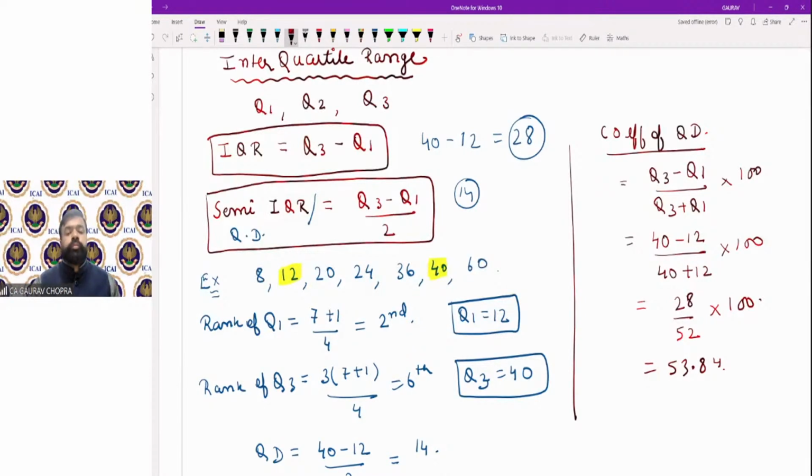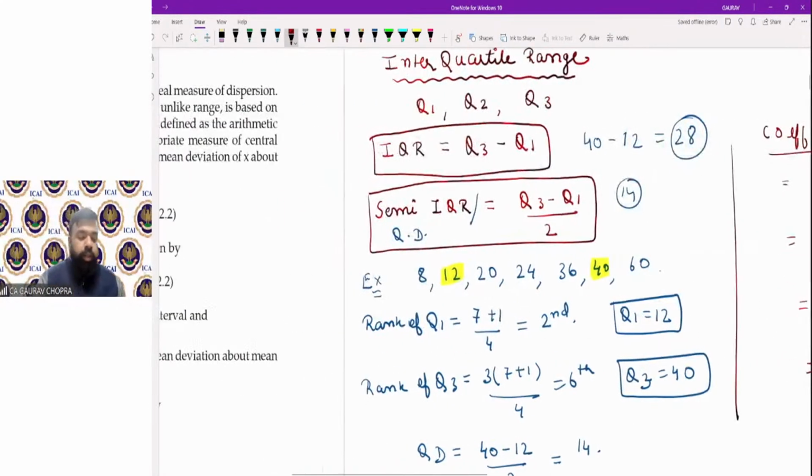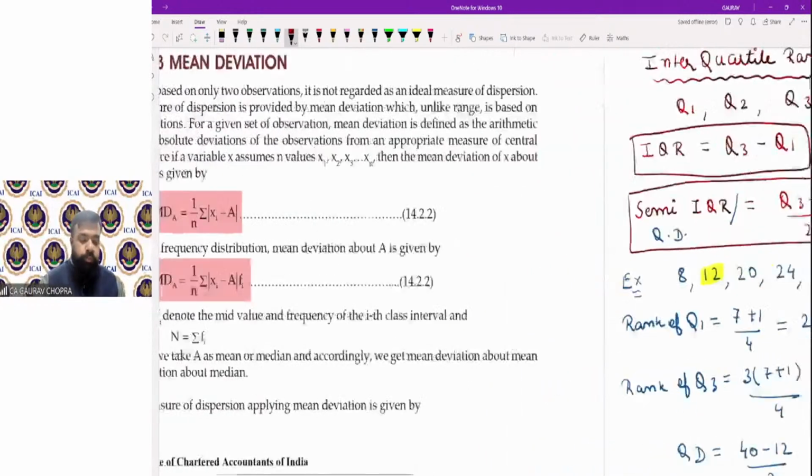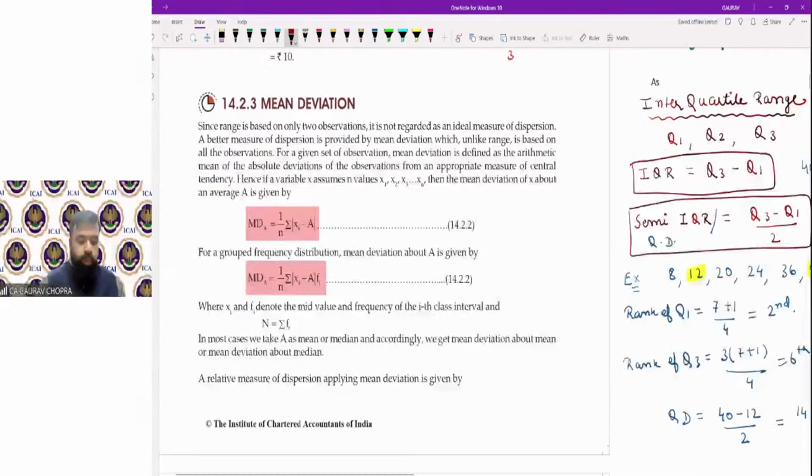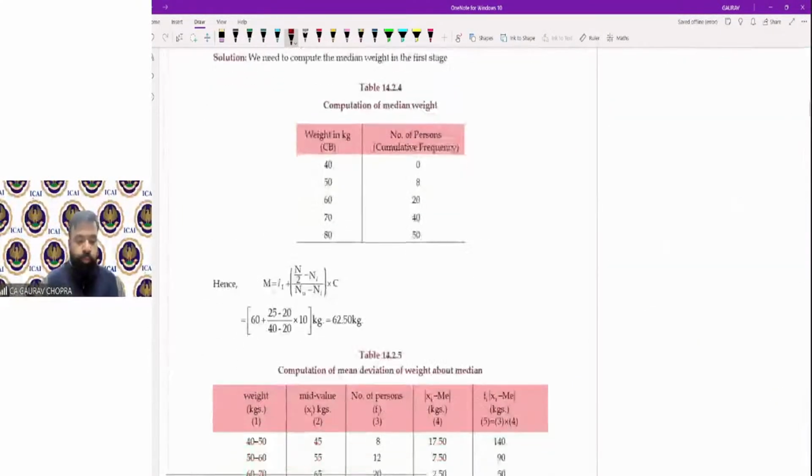So these are the simple formulas for calculation of quartile deviation and interquartile range. So let's do some questions from here also.